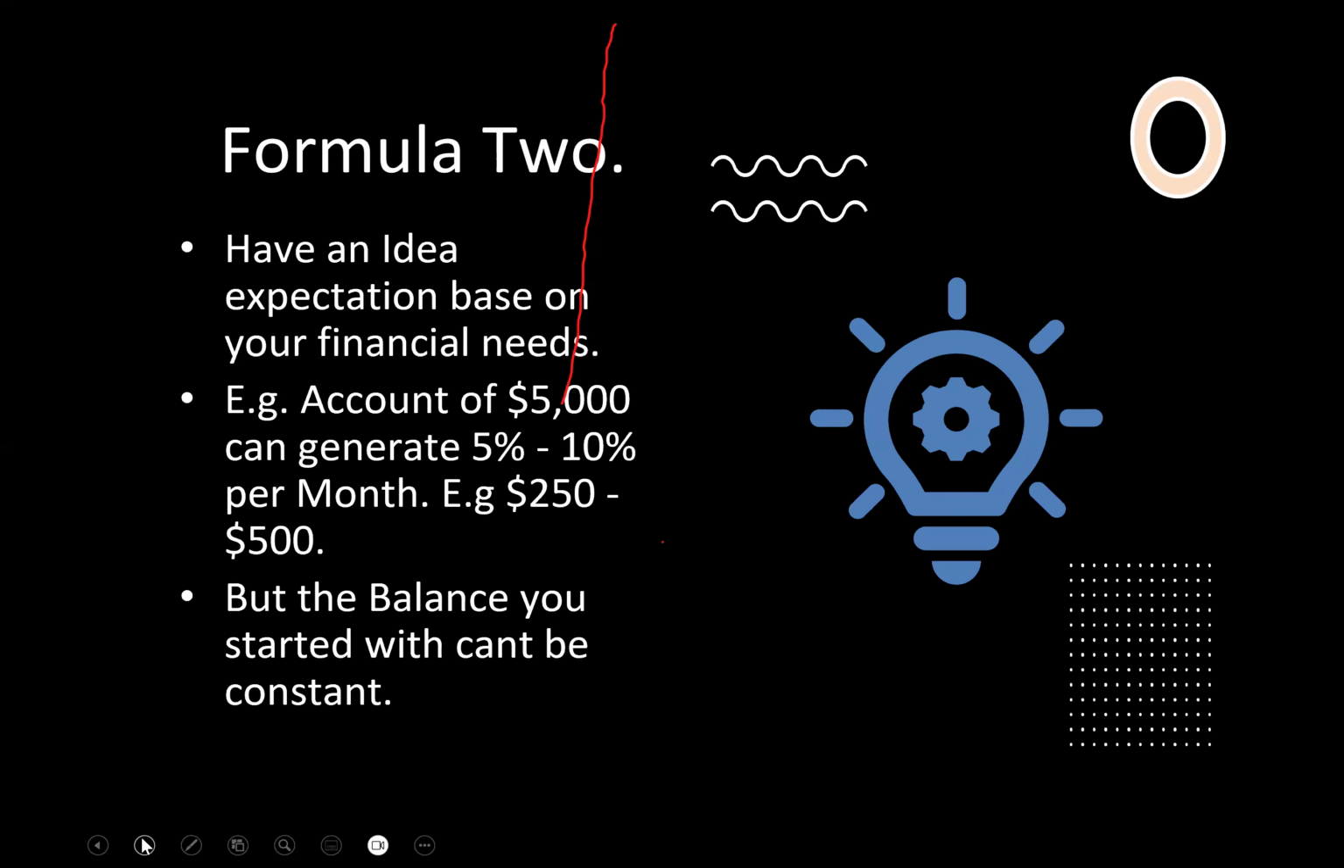Now, the formula two is that you have an ideal expectation based on your financial need. Now, this is very, very important. This is the point I'm making. Every other one may not concern us. You see, this area now is where we apply a trading plan or a financial plan. For example, let's say you have an account of $5,000 and you want to be making 5% or 10% per month. That's about $250 to $500. That's a financial plan.